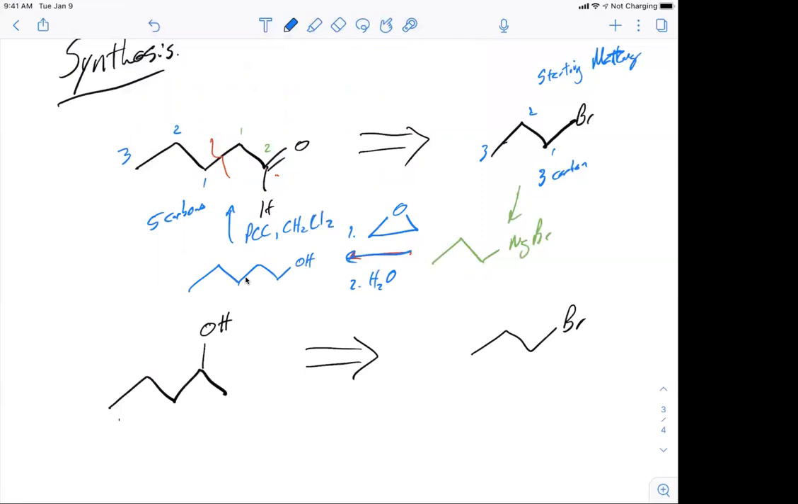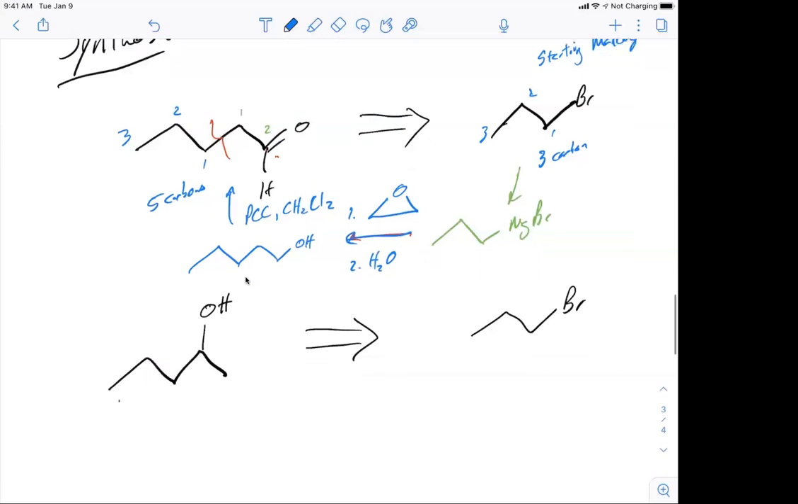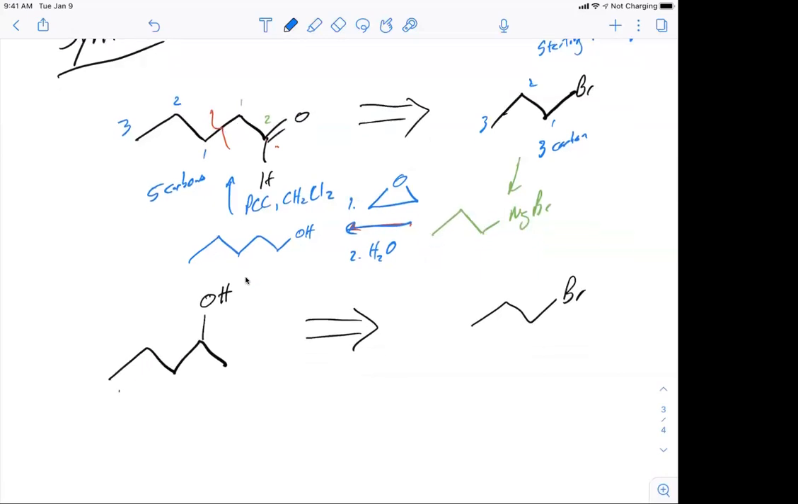and methylene chloride. Okay. All right, questions about this retrosynthesis? Okay, this is an important strategy, the way to add 2 carbons, right? Adding 2 carbons with the terminal functionality.